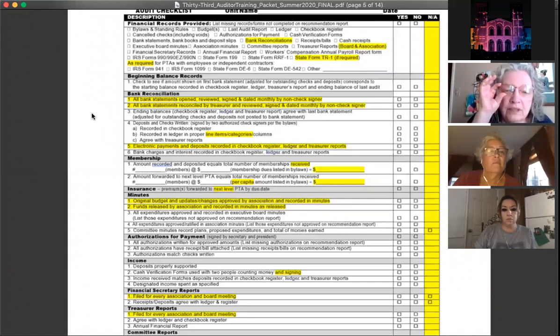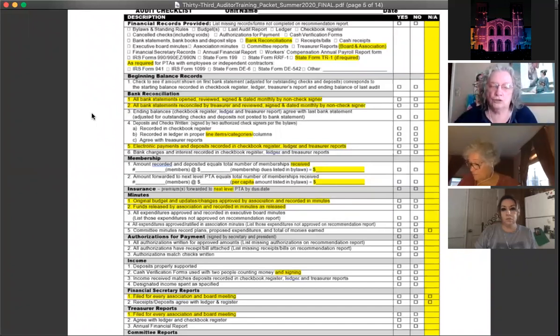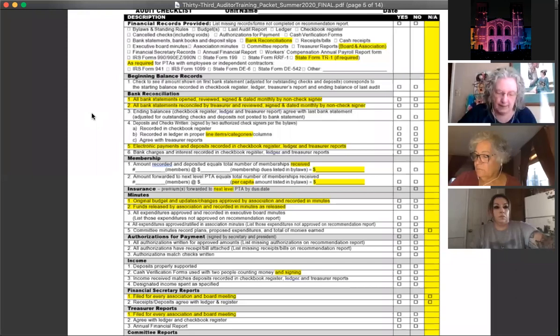reconciled by the treasurer and reviewed, signed and dated monthly by a non-check signer. So when they prepare the bank reconciliation, and we're going to look at all of these different types of forms, it must be signed and dated by the preparer and a reviewer. This is the only reconciliation that needs to be looked at by a reviewer that is not related to the treasurer by blood or cohabitation. The auditor would be an awesome reviewer of the bank reconciliation, and that would be great. Okay.